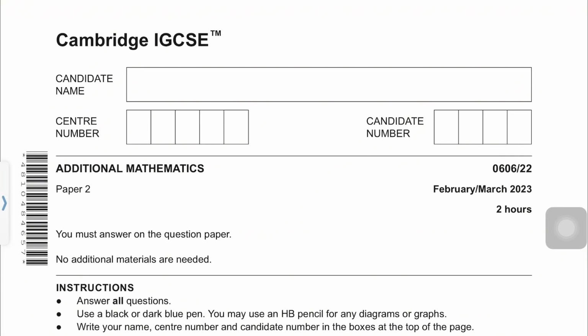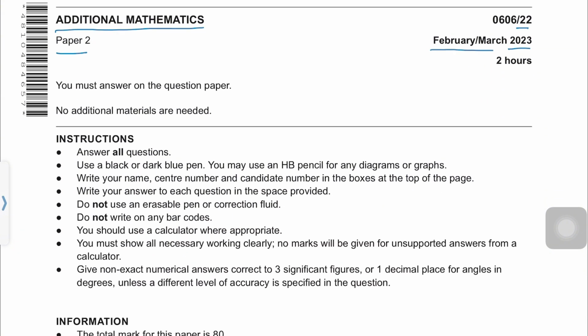Okay, so my name is Bilal and we'll be solving Additional Mathematics, session Feb March year 2023, variant 2, that is paper 2.